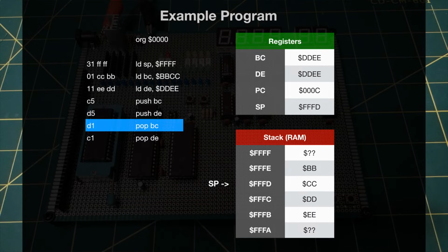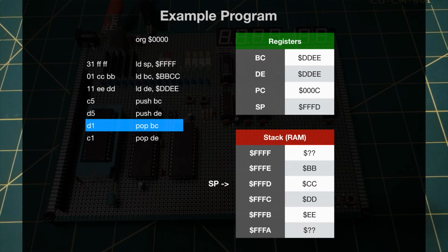And I've deliberately popped them back into register BC. So if we look at BC now, it contains the contents of DDEE. So it contains the contents that were originally in register DE, and that's because I'm popping them off in the same order as I pushed them on. Normally you don't do that. Normally you would pop them off in the reverse order if you want them to go back into the same locations. I've deliberately done this to demonstrate that we can use this technique to exchange 2 registers.